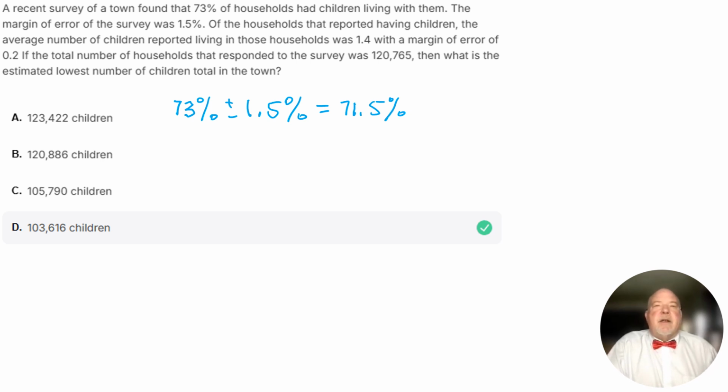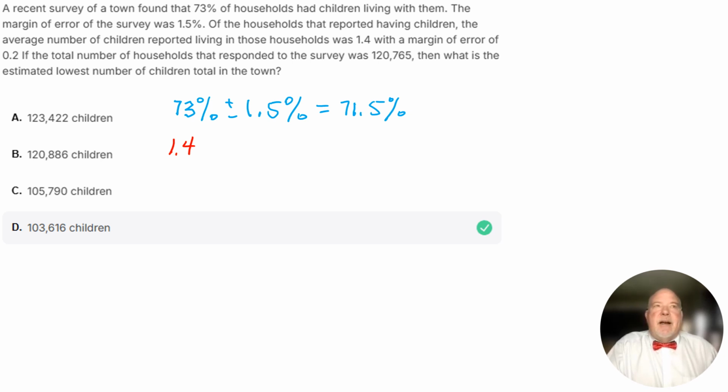Now let's look at the number of children. So if I look at the number of children, that was 1.4 per household. And I should point out, my students always have trouble when I say, yeah, they've got 1.4 children per house. And they, of course, say, well, how can you have 0.4 of a child? Well, you can't, but this is averages.